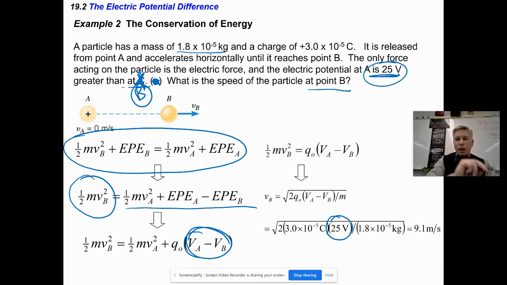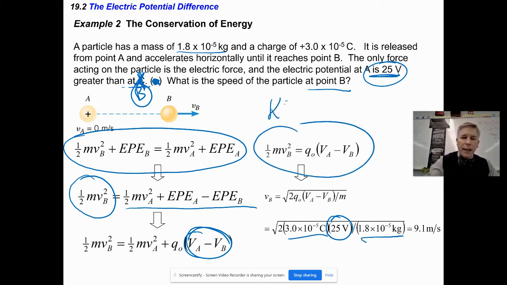So between the potential between A and B, A is 25 volts higher than B. So it's changing by that much. We've got the charge in there, we've got the mass. And really what we're doing is we're setting kinetic energy equal to electrostatic potential energy.